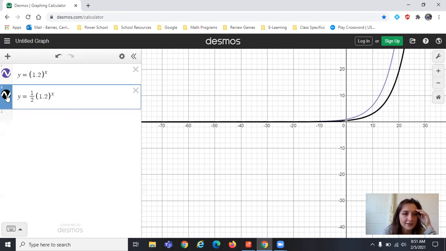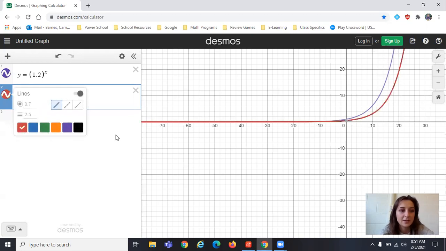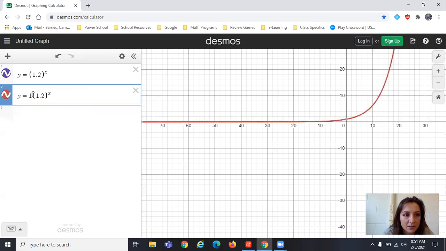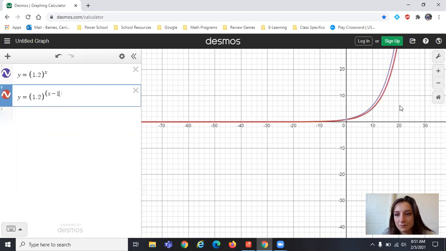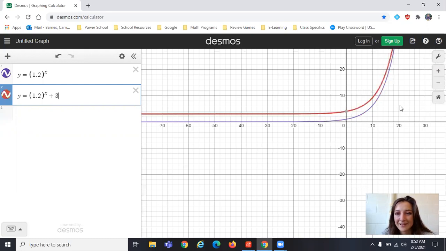Okay, let's look at the next one that we were working with, which was the x minus 1 up in the exponent. And you're going to see it shift to the right 1. Okay, so there it went, shifting to the right 1. All right, and the last thing that we're going to look at is the plus 3 on the end, and you're going to see it go up 3. So here it goes up 3. Anyway, I think that you guys get the idea, just shifting up 3 there. And you can see the y-intercept is also shifting up 3.